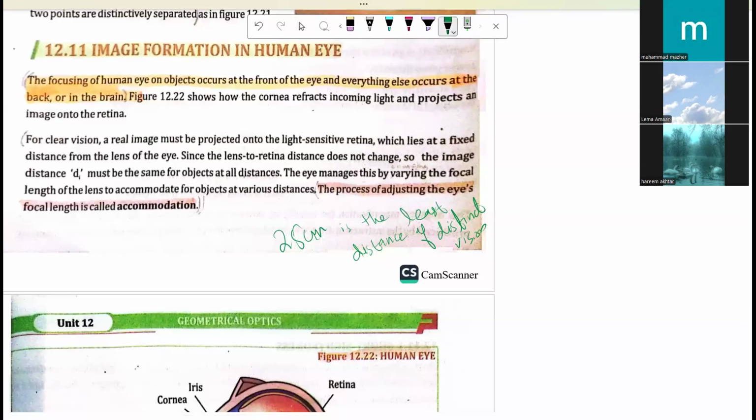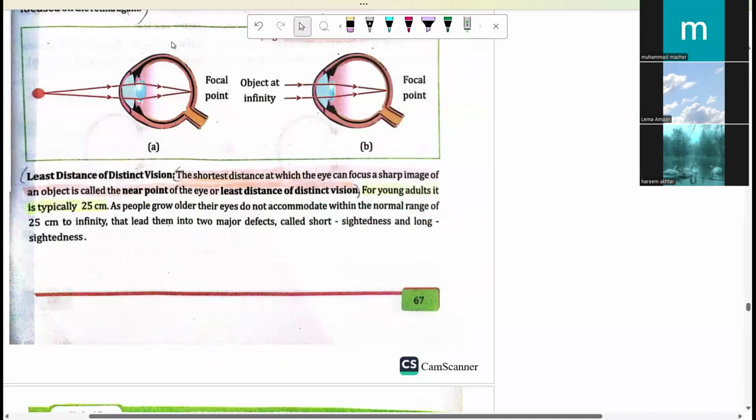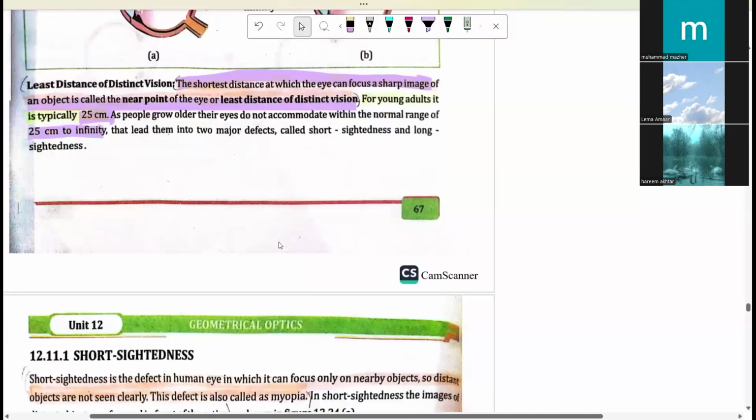And here they have mentioned that accommodation is basically the process of adjusting the eye's focal length, which we do with the help of concave and convex lenses. It is not at the least distance. The shortest distance at which an eye can form a sharp image of an object is called the near point of the eye, or least distance of distinct vision. Normally, it's 25 centimeter for youngers, and it increases with age, leading to short-sightedness and long-sightedness.